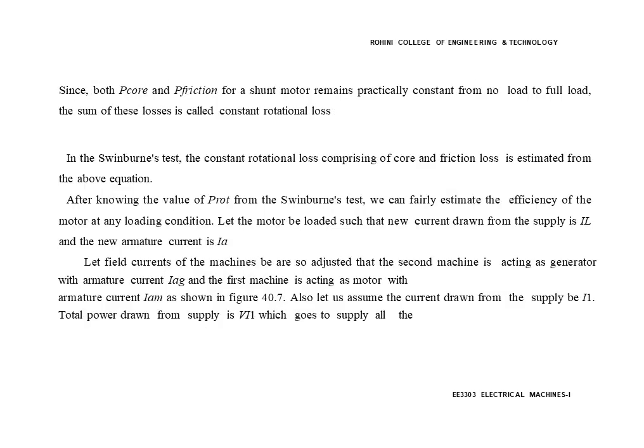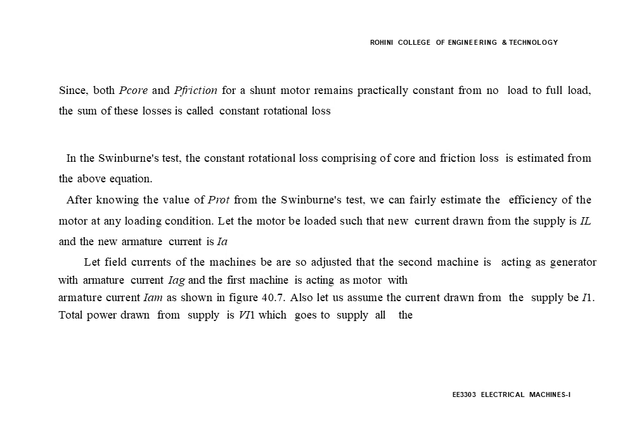Since both the core loss and the friction loss in a shunt motor remain practically constant from no load to full load, the sum of these losses is called the constant rotational losses. In the Swinburne test, the constant rotational losses, comprising the core and frictional losses, are estimated from the above equation.